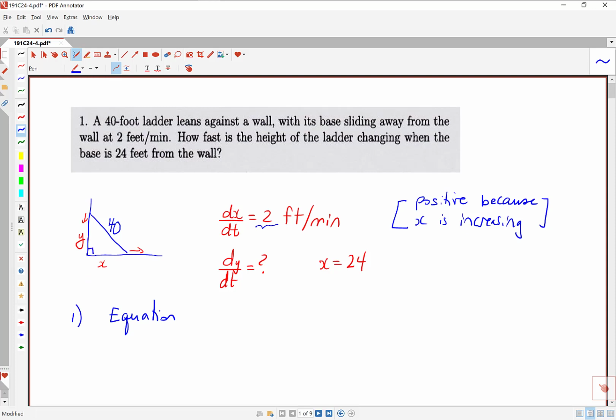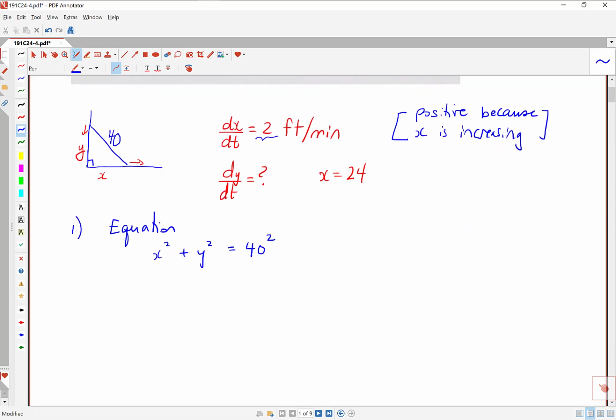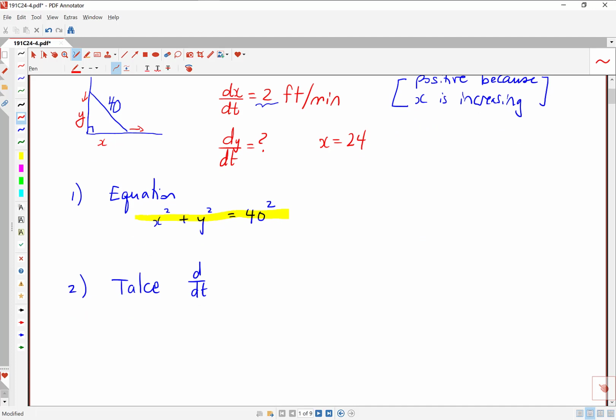Okay, well, presumably the wall is at a right angle to the ground. We'll make that assumption. So that means we've got a right triangle. So an equation that relates our variables would be x squared plus y squared equals 40 squared, just from our Pythagorean theorem. And then once you've got an equation relating your variables, what we're going to do is take derivatives with respect to time all the way across that equation that we just built. So let's look at this equation here and take d/dt of every single variable.